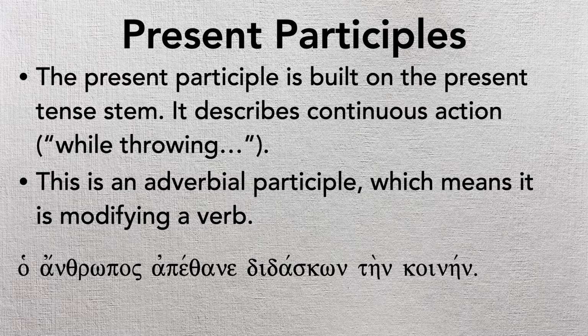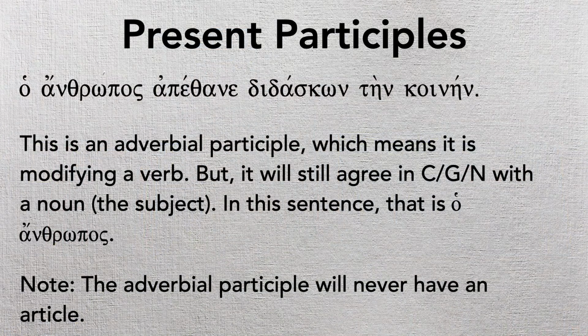So this is an adverbial participle, which means it's modifying the verb like we just said, but it's still going to agree in case, gender, number with a noun, in this case, the subject, okay? In this sentence, that's ho anthropos. So we have a masculine, nominative, singular case ending, okay? And another important note, put an asterisk or a star by this in your notes, that the adverbial participle will never have an article, okay?